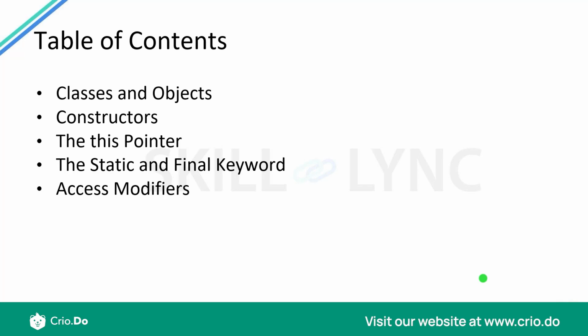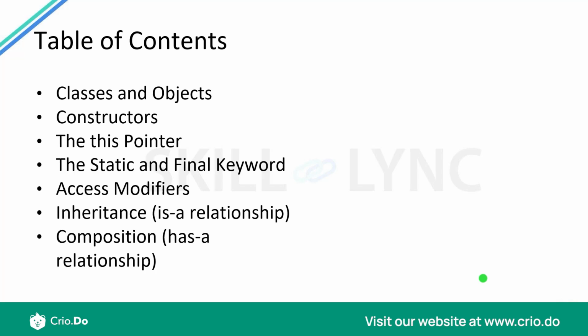We will see then how we can give different permissions to different variables to be accessed from different places. Those are known as access modifiers, and that also really helps Java become so secure. Then we are going to see one important principle of object-oriented programming, which is inheritance, which is also called an is-a relationship, or we are going to see another principle, which is composition, which is called a has-a relationship. Then we're going to see what abstract classes are and what interfaces are.